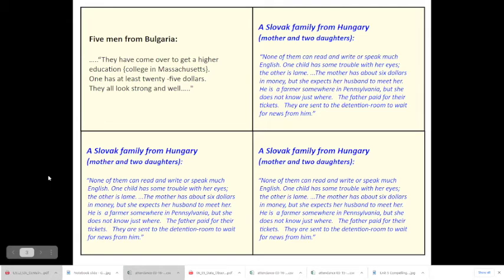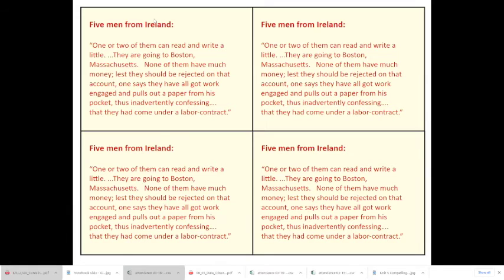Each time this situation is brought up, you can have the inspectors do it, you can have the class do it, whatever format you want, but they try to determine, are they going to be allowed to enter? Are they going to be put in further inspection or the detention room or a waiting room, or are they going to be put back on the ship? Now, the 5 men from Bulgaria are allowed to enter. The Slovak family, they're put in a holding room until the father arrives.